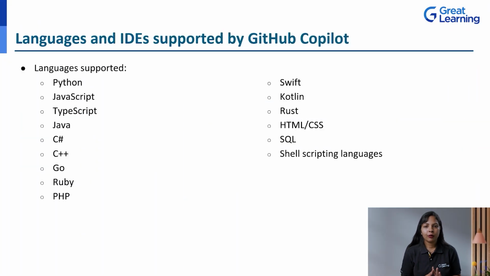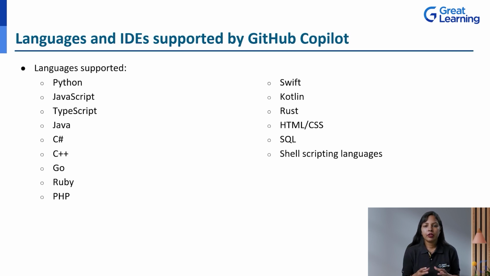Now let us talk about what are the languages and IDEs that are supported by GitHub Copilot. Before getting started with hands-on sessions of GitHub Copilot, you need to know what programming languages you can use on GitHub Copilot. So the list is long, although not limited to this. Python, JavaScript, TypeScript, Java, C#, C++, Go, Ruby, PHP, and many others. As I said, the list is not limited to just these programming languages. Some might be added more in the future.